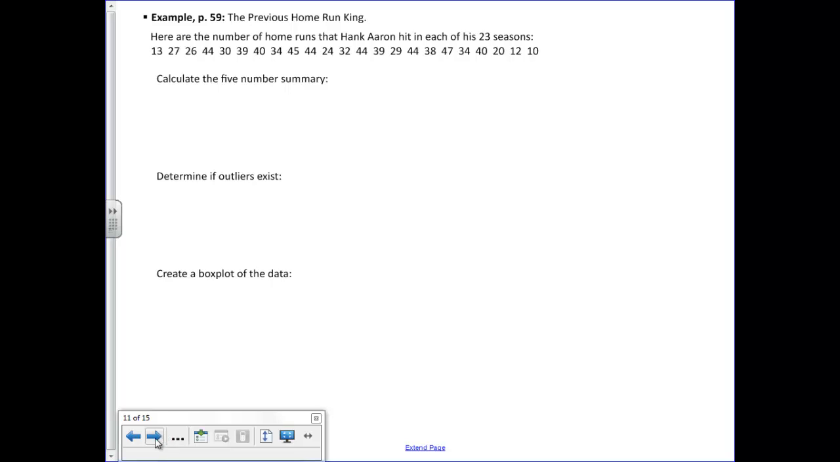You try it. Here are the number of home runs that Hank Aaron hit in each of his 23 seasons. So we've got all that information. We want to calculate the 5-number summary. The information needs to be in increasing order or decreasing order. Just needs to be in order so that we can figure out your 5 values. Find if there's outliers, and then create a box plot. So we're kind of reviewing yesterday, and we're starting what we did today.